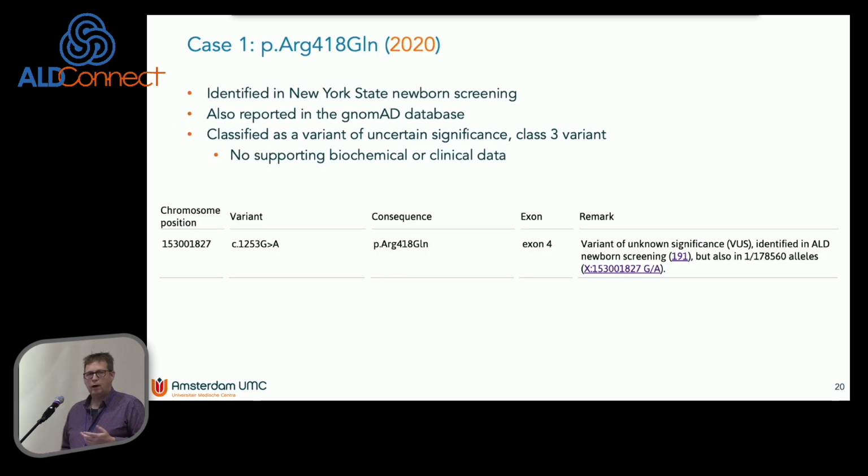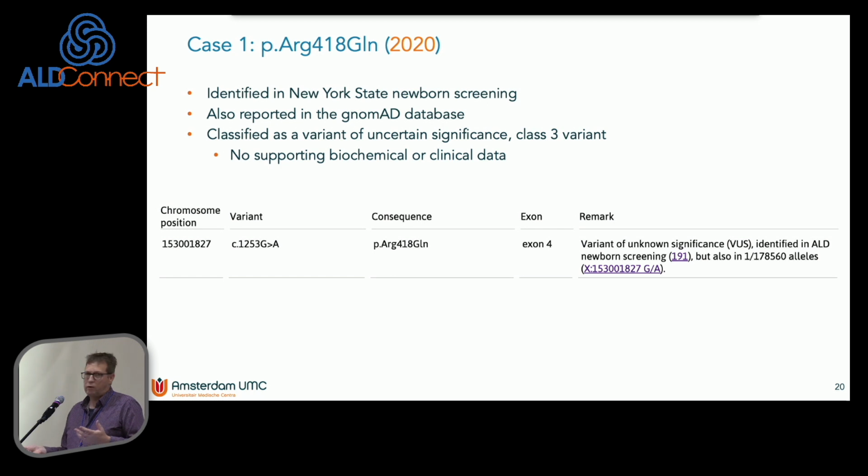I would like to present two cases. This is a variant, arginine 418 changed to a glutamine. So one building block is changed. That was identified in New York State newborn screening. It was also present in a database on the internet. And because there are no clinical clues, it's a variant of uncertain significance.